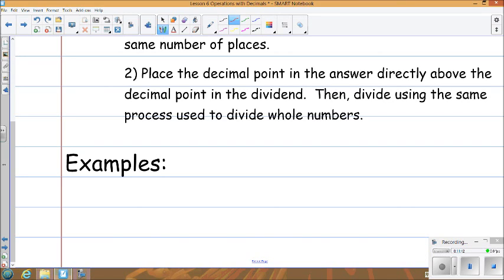So for the first one, we'll just divide by a whole number to show you. So we're going to do 34.8, and we're going to divide that by 4.